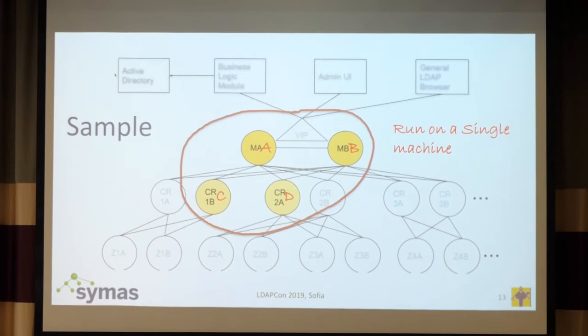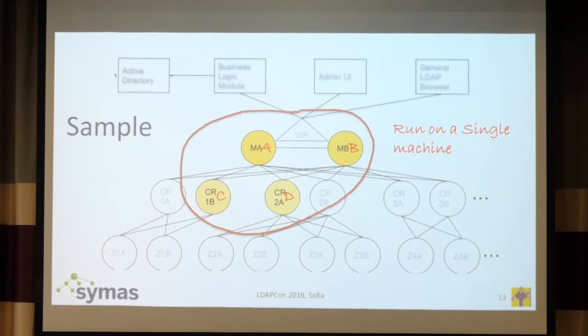And so you can see that, say, this cascading replica here is pulling for zone A and this one's pulling for zone B. Well, there's not redundancy there, but that's beyond the scope of this example. So we just wanted to show you how to start building something like this. And so what we've got in this example is three instances of OpenLDAP running on a single machine.